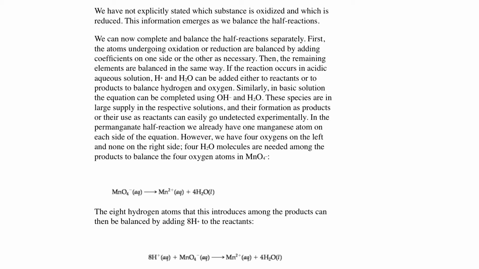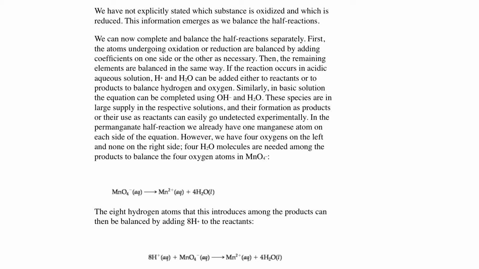If the reaction occurs in acidic solutions, hydrogen ion and water can be added either to the reactants or to the products to balance hydrogen and oxygen. Similarly, in basic solution, the equation can be completed using hydroxide and water. These species are in large supply in respective solutions, and their formation as products or their use as reactants can easily go undetected experimentally.